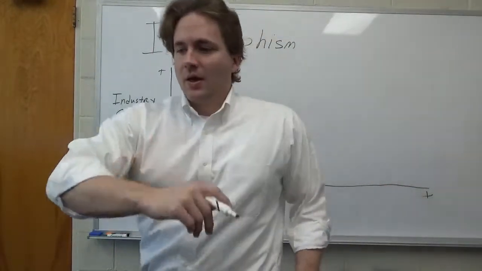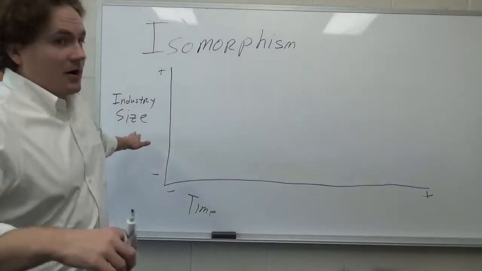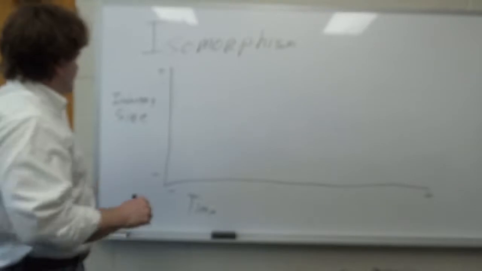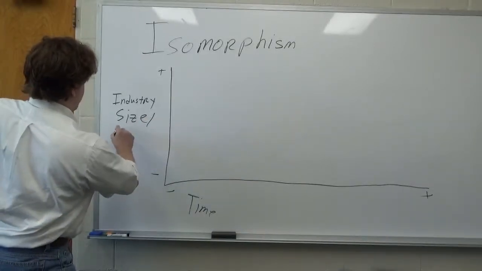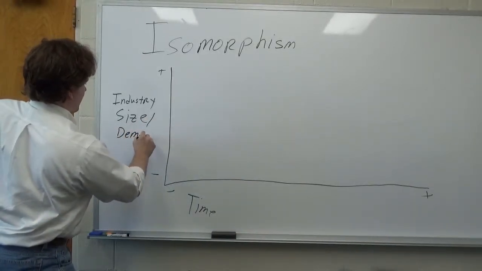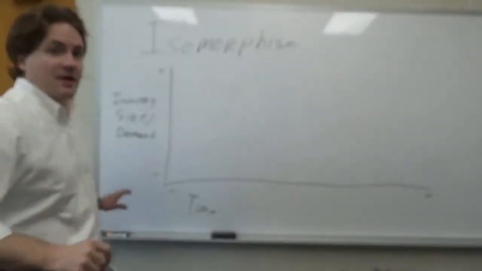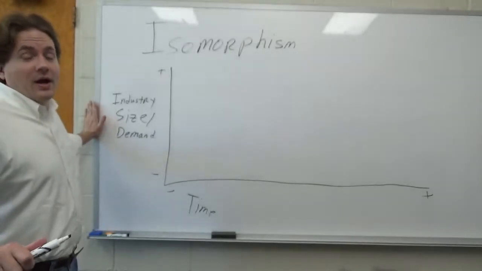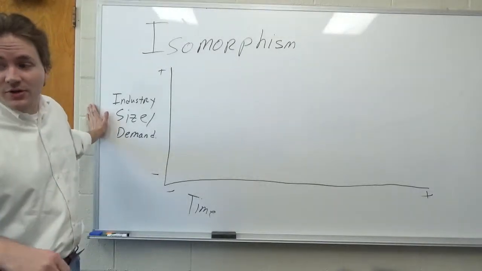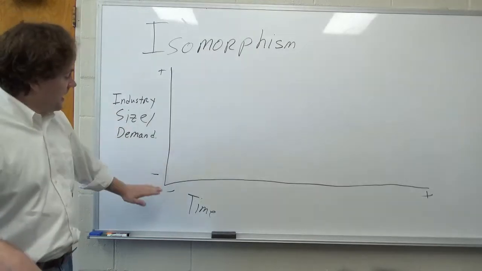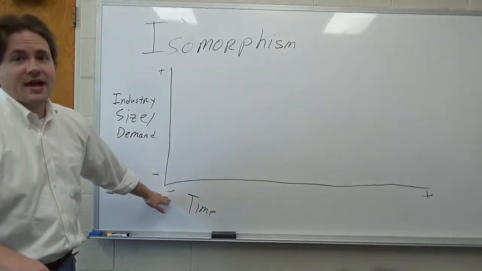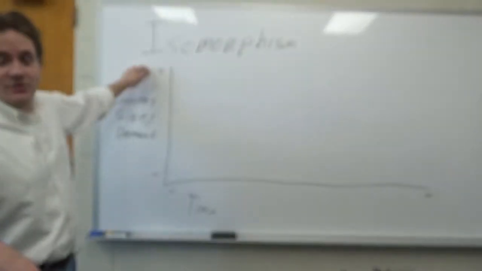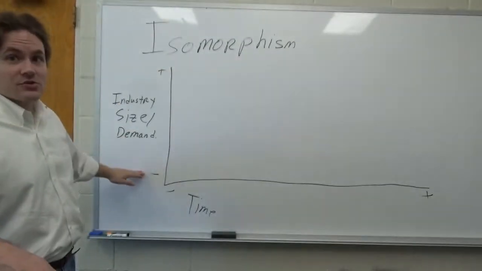Okay, so what we have is, can you guys see that? Let me add this here. I've seen this done in a variety of ways, but what you have on your y-axis is industry size or demand, how many products or units sold, for example. And then on the x-axis you have time. And you've got a minus and a plus, so the top would be greater industry size or greater demand, less industry size, less demand.